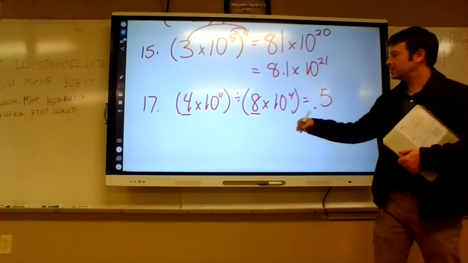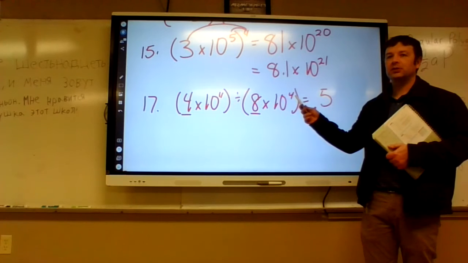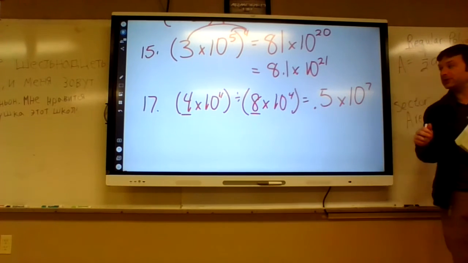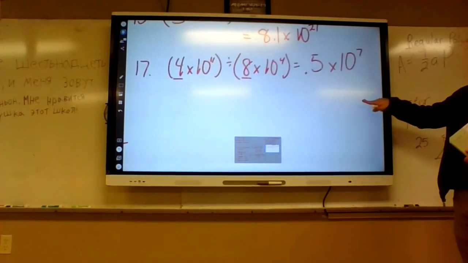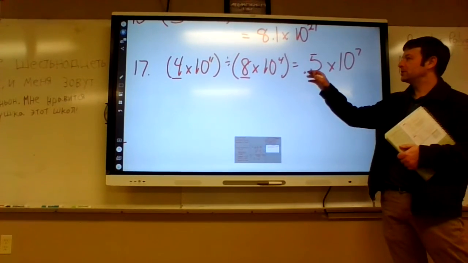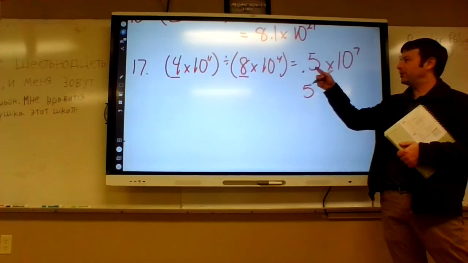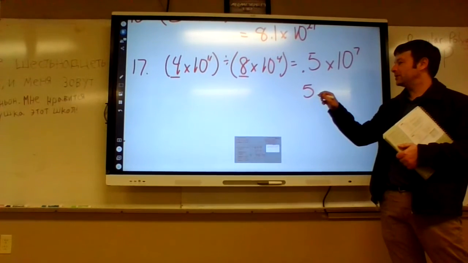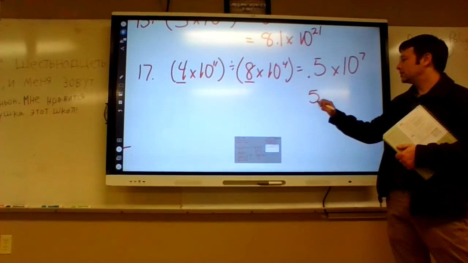And then what's 10 to the 11th divided by 10 to the 4th? 10 to the 7th. So you just subtract the exponents. Is that in scientific notation? No. Where should the decimal be? The other side. So I turned 0.5 into 5. Now, if it's just 5, you don't really need a decimal. You could say it's 5.0, but really you don't need to.